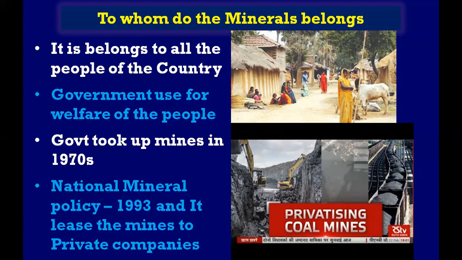So a new national mineral policy was announced in 1992, and the government allowed private companies to lease mines and operate them. In this way, the government encouraged them, and many people came forward and started doing mining, we started getting income, and they started using new technology. There has been a boom in mining during the last 25 years, and a major increase in mining.